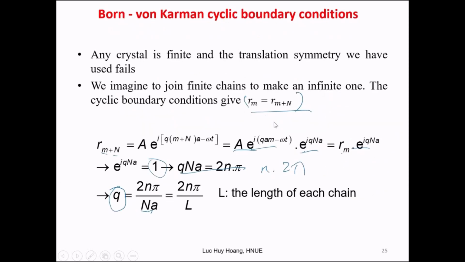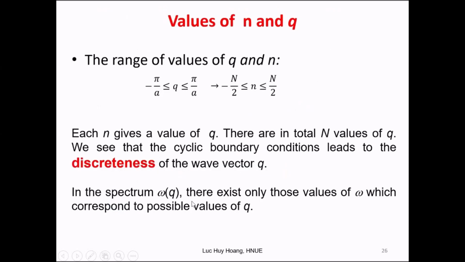Okay? And if this condition is satisfied, we can apply the result we had before for the limited system. But when we apply that, Q becomes 2n pi over N. If we apply this condition, this means that Q takes values from here and N takes a value from there. So this means that Q is no longer continuous, but Q takes different values and we have the discreteness of the Q. Okay? Discreteness of the Q.